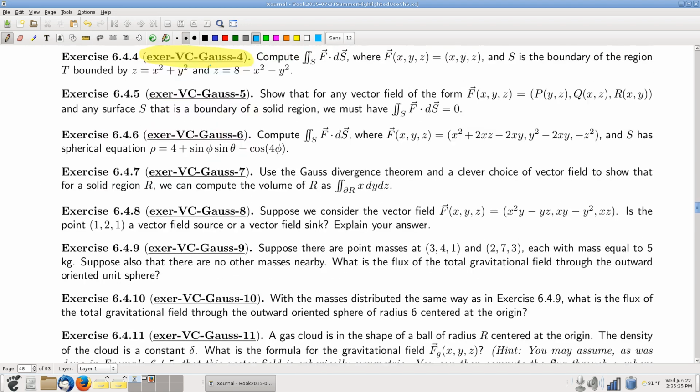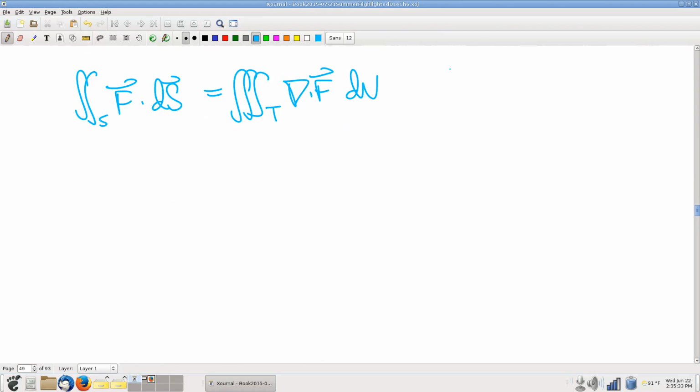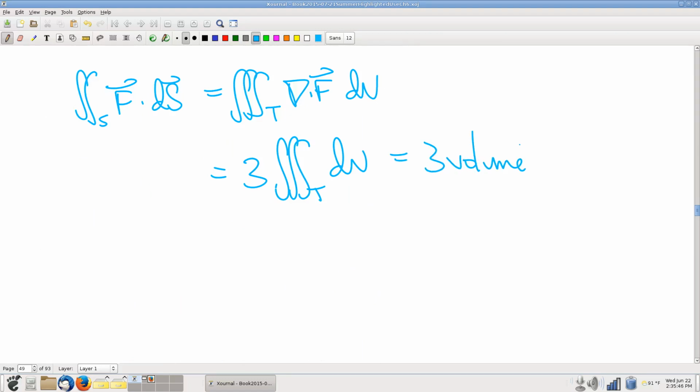Well, let's compute the divergence. Conveniently, P, Q, and R are just X, Y, and Z, and the divergence is 3. So that's nice. 3 times the triple integral over T of dV. In other words, it's just 3 times the volume of T. Right?